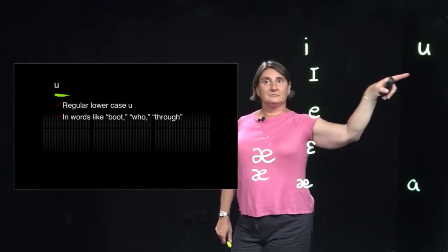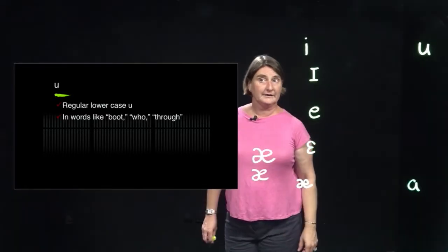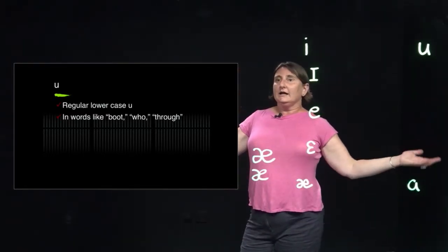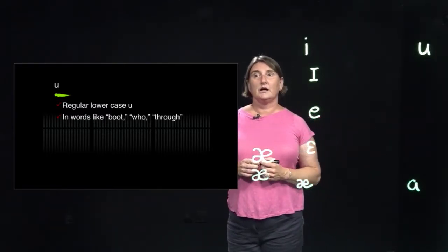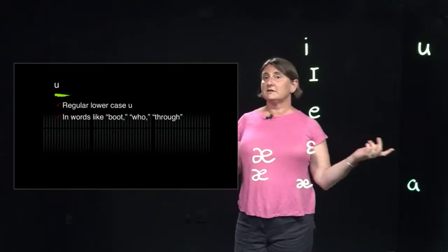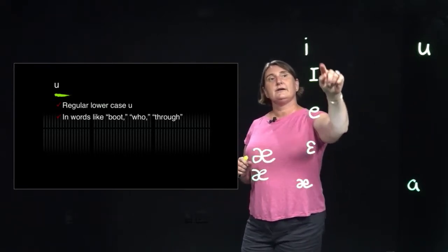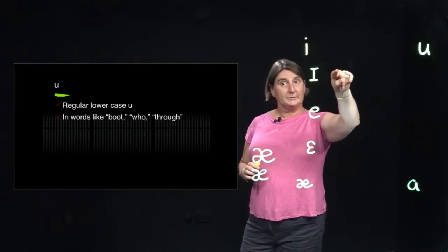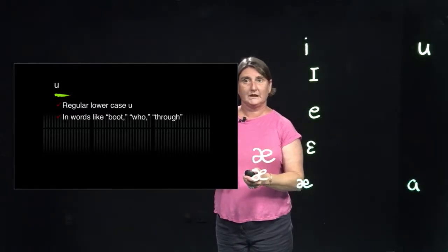All right, now we're moving over here to the vowels that are produced further back in the mouth. So here's our oo, and it's just a regular lowercase oo. It would be in words like boot, or who, or through, and so you can just describe it as the letter oo. But as this vowel has that partner that sounds similar but is a bit different, the oo also has a partner.